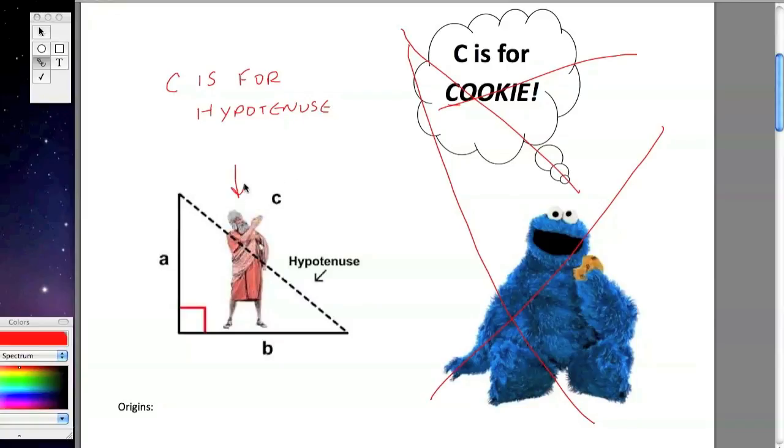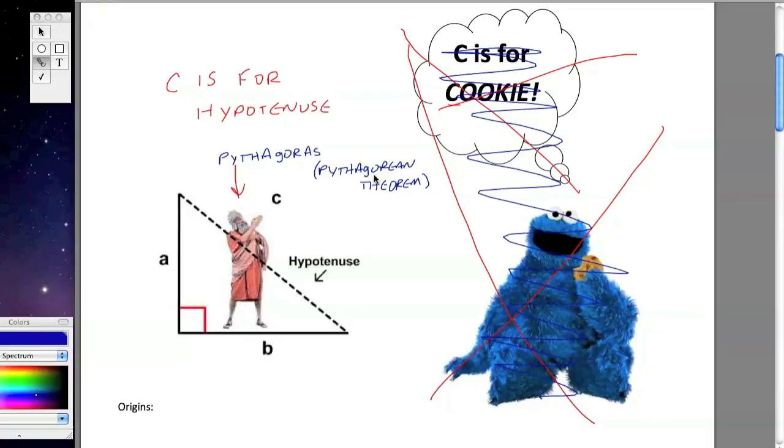And if you can see here, this guy standing in the middle here, this is Pythagoras. And it makes sense. It's his theorem, or at least it's named for him. Actually, this relationship between sides of a triangle was known many centuries before him, but he is the guy it's named for. Okay, so C is no longer for cookie. C is for hypotenuse.